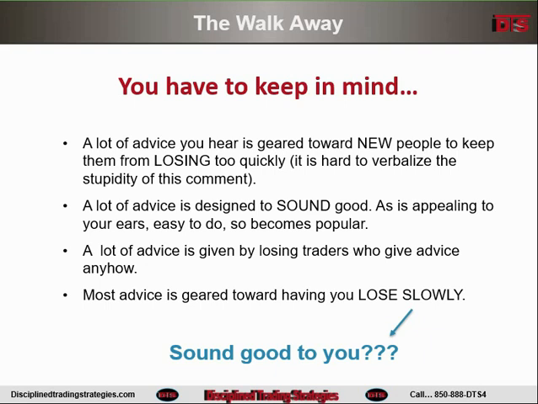So that's why you hear a lot of this stuff out there. It's just wrong, yet it's the most common stuff you hear. A lot of advice is designed to sound good, is appealing to your ears, easy to do, and becomes popular. A lot of advice is given by losing traders who give advice anyhow. Most advice is geared toward having you lose slowly. Does that sound good to you, to lose slowly?